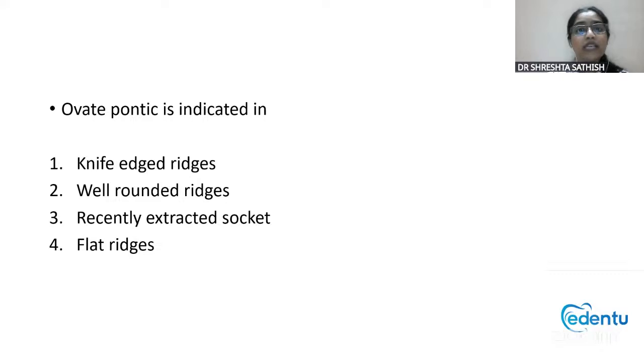Where is ovate pontic indicated? Ovate pontic is always indicated when asked to give a pontic in a freshly extracted socket. It will look like the pontic has actually erupted out of the gums, which is why it is given in a freshly extracted socket.